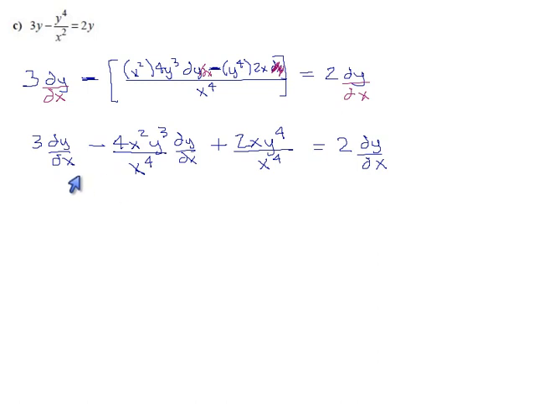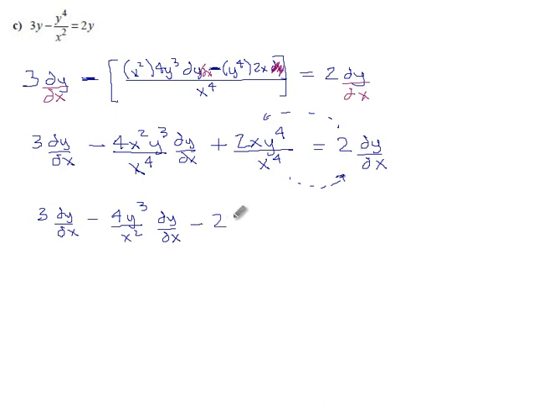Remember, we want to get all of our dy/dx's into one group, and our one term that doesn't contain dy/dx by itself. So I'm going to take this 2 dy/dx over to the left. I'm going to move the term without dy/dx over to the right. And that gives us 3 dy/dx minus 4y cubed over x squared. See what I did there? I had x squared over x to the 4. I divided the top and bottom by x squared. So now this is a little leaner.